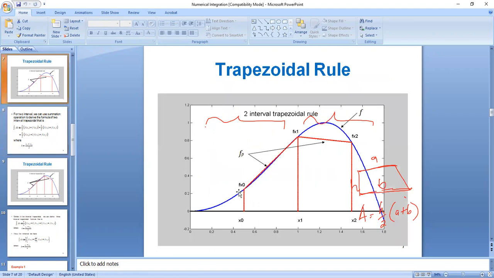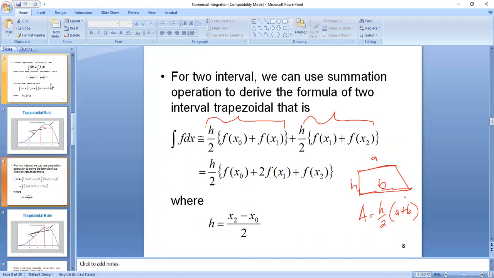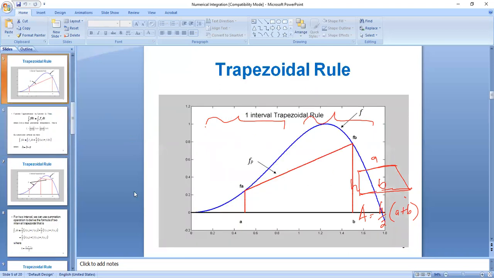Two trapezoids for this area of the curve. Your h here this time is x sub 2 minus x sub 0, divided by 2. What is this? Your x sub 2 is your upper limit and your x sub 0 is your lower limit, and then you divide it by 2. The same thing as the single trapezoid.